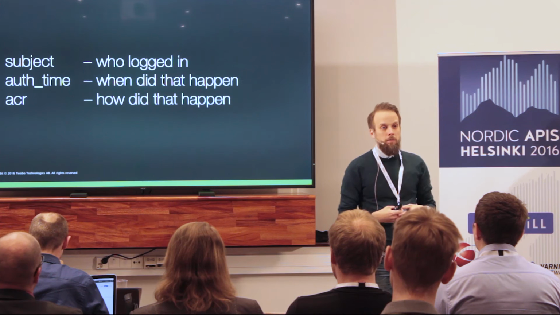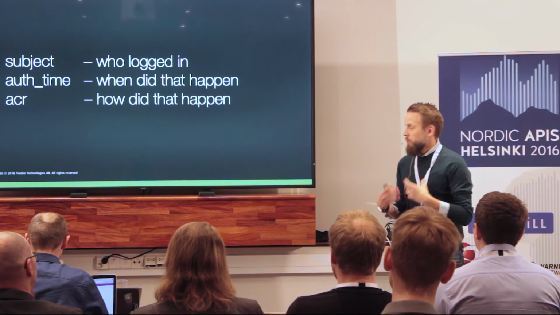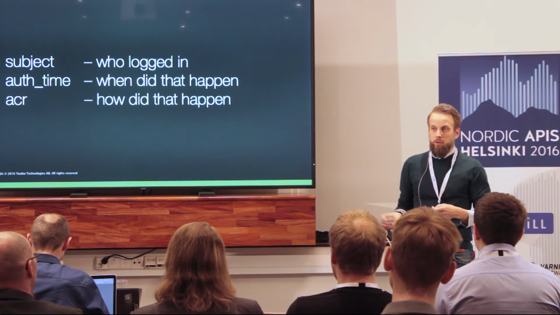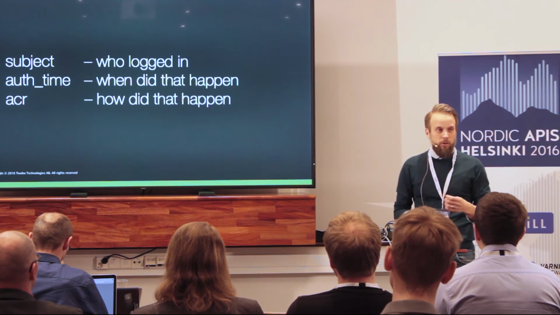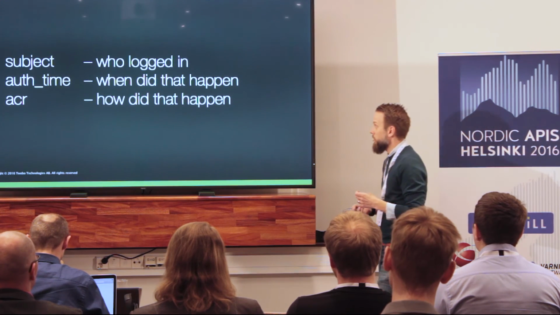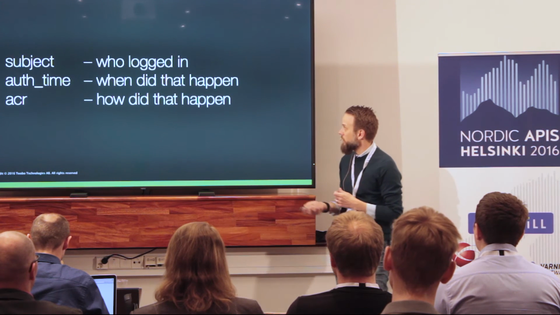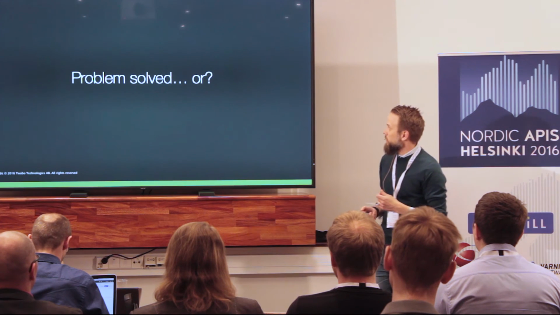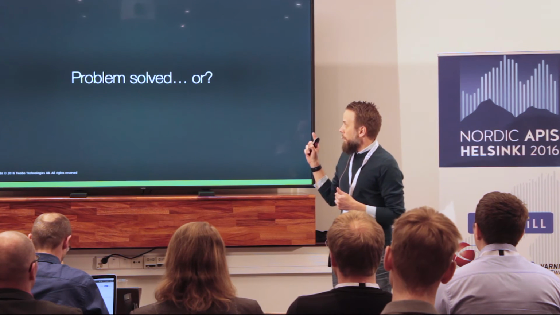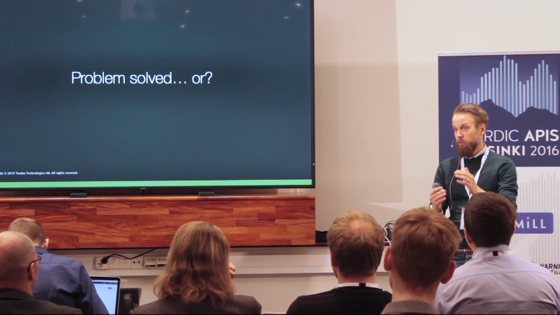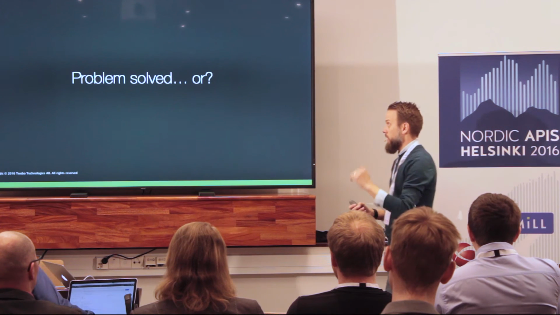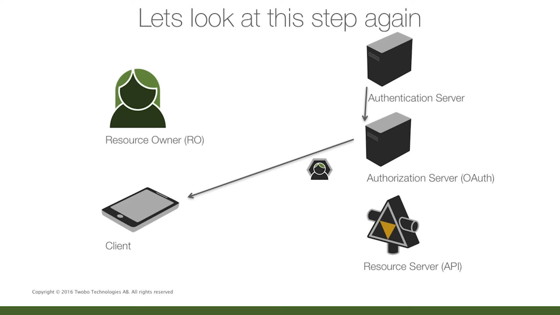Was it with some social login, or was it with username and password on a local account, or was it with Kerberos? ACR means authentication context class reference, so that's why I don't type it out, because it's very long and weird. So with this, we solve the problem, right? We just tell the API, okay, now you know the subject, you know when that happened, and how it happened. And that would look like this.